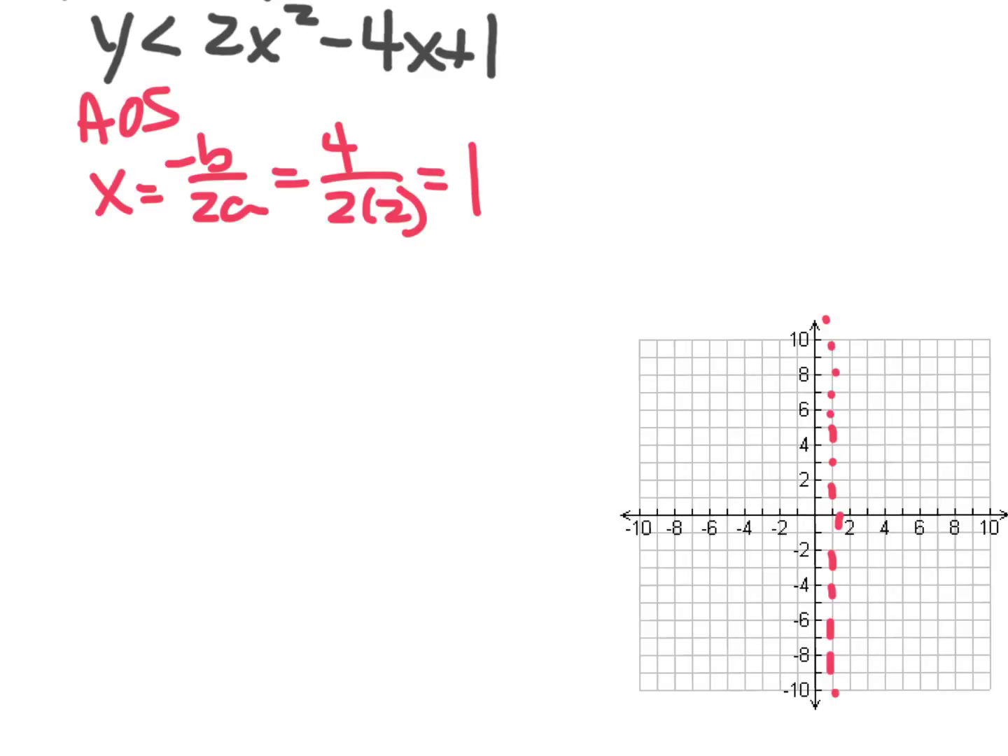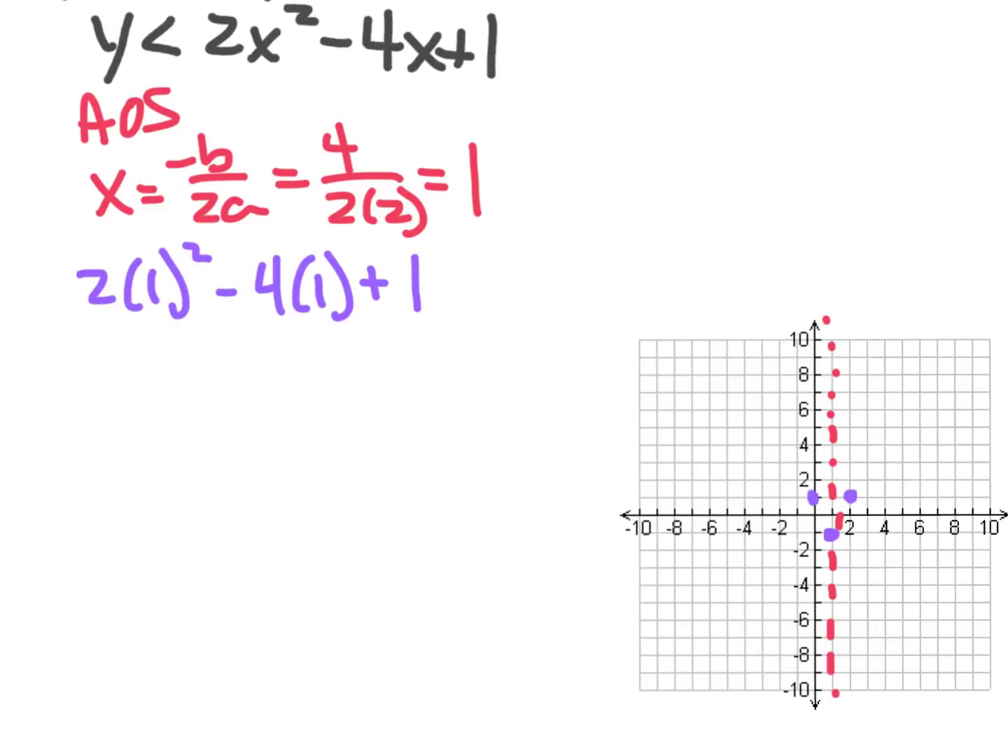I'm going to plug that back in. 2 times 1 squared minus 4 times 1 plus 1. That's 2 minus 4 plus 1, which is negative 1. So my vertex here is at negative 1 on the axis of symmetry. Remember that this is our y-intercept. So come up here.